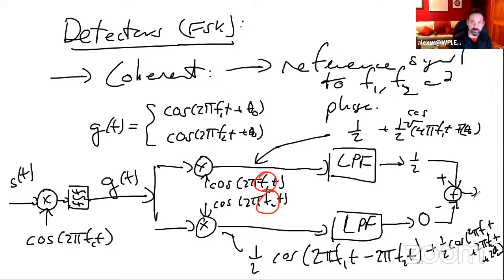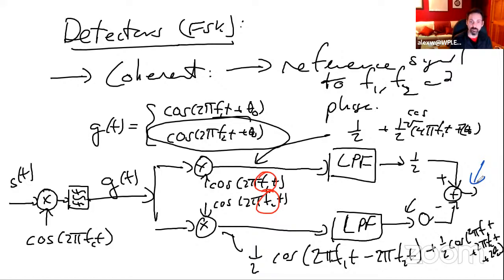So is it a positive value? Is it a negative value? If we have chosen this branch instead of the top, we would have a positive value down this branch, and the top branch would be 0, producing a negative value. So at the output, we would either have a positive value or a negative value. If it's positive, it's f1. If it's negative, it would be f2. So that's how coherent detection for PSK would work.